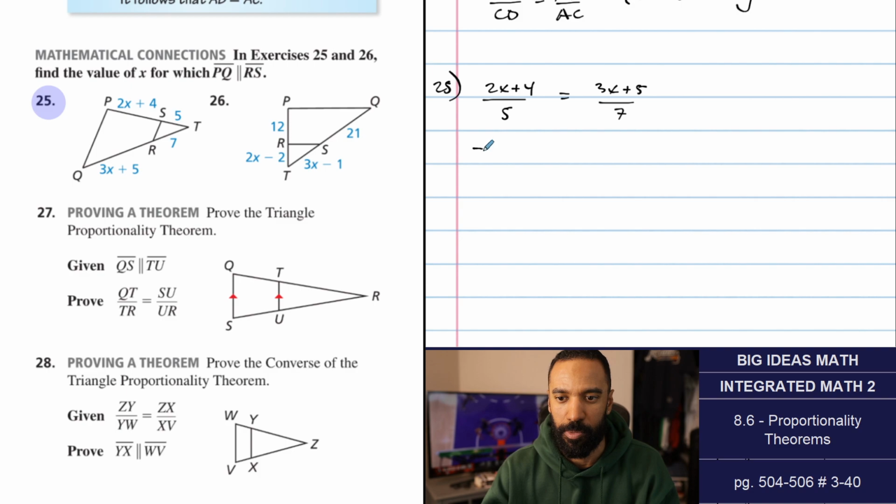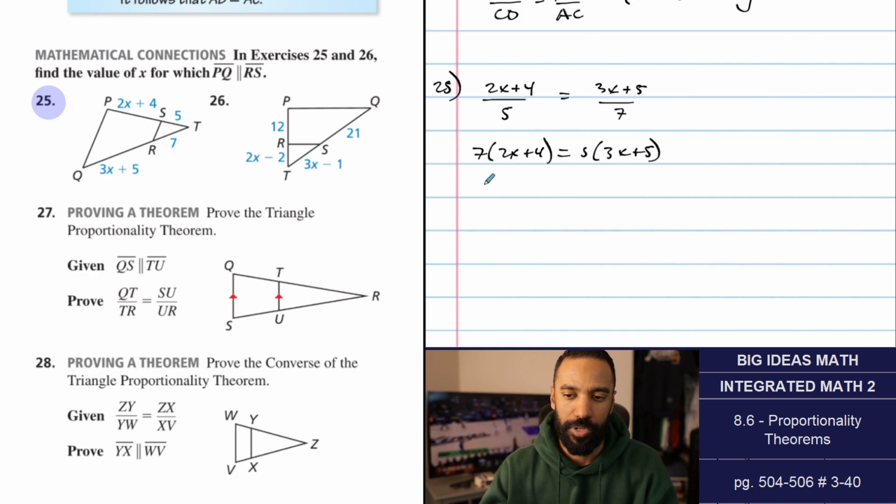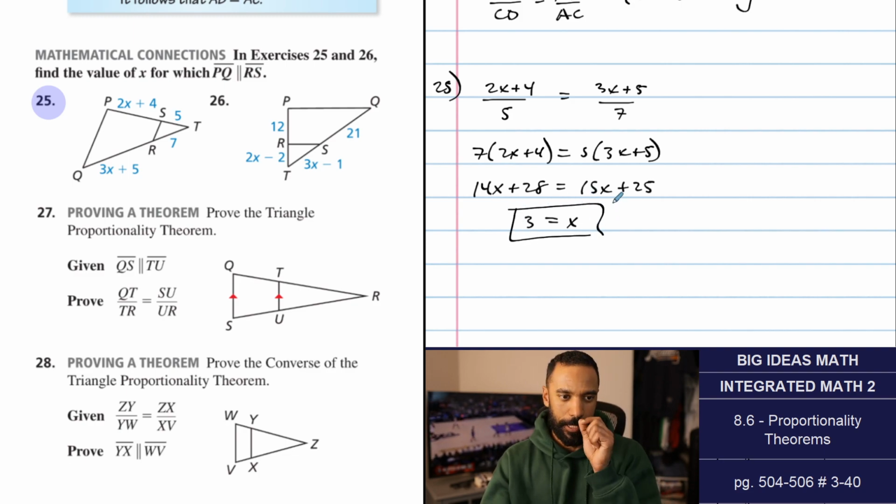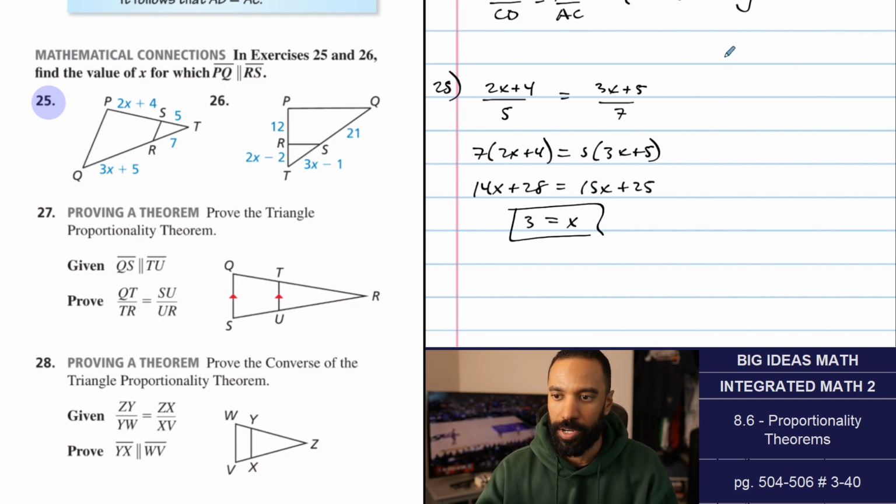Nothing to reduce, cross multiply. 7 times 2x plus 4 equals 5 times the quantity 3x plus 5. Let's do distribution. 14x plus 28 equals 15x plus 25. Subtract 14x over, you get x. Subtract 25 over, you get 3. So this should be the x that holds up. Let's double check and see that it works.